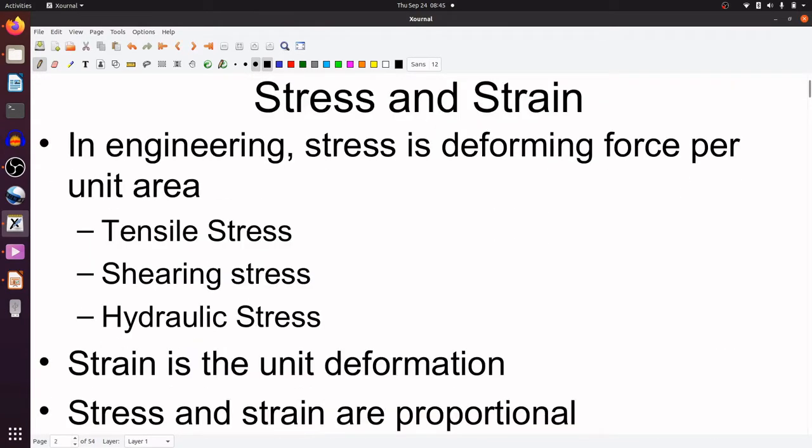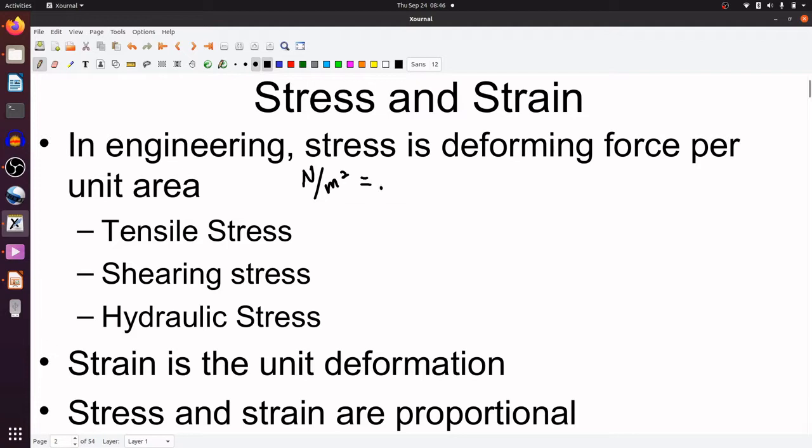I don't know if your book starts with this, but I always start with it. We're going to start off with stress versus strain, or stress and strain. In engineering, stress is the deforming force per unit area. So you're looking at force per unit area, newtons per meter squared.